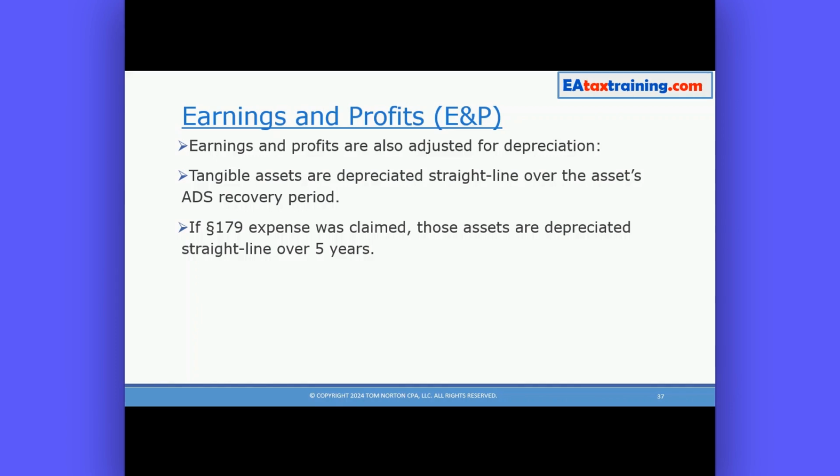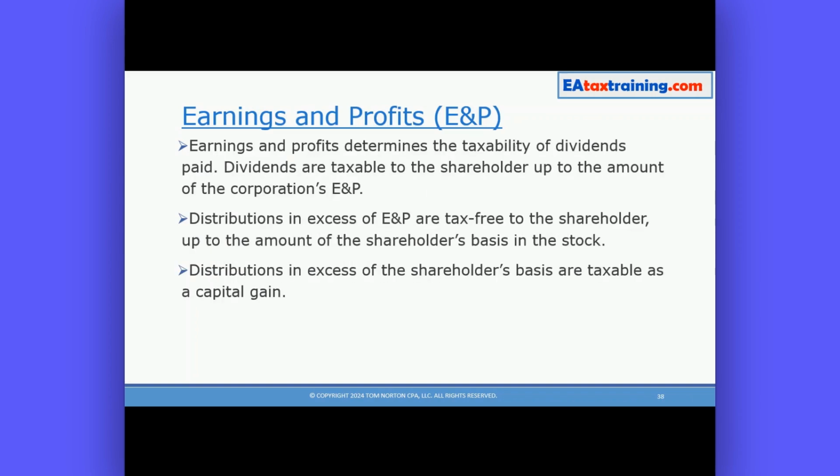For Section 179 expense that was claimed during the year, for those assets, no matter what class of assets those were, if we claimed 179 expense, which means we deducted the whole thing, we're going to take those assets and depreciate them straight line over 5 years. So we're just going to take the amount of 179 that we took, add that back to taxable income. Then we're going to deduct an amount equal to straight line depreciation over 5 years. So that's how we handle depreciation for E&P purposes.